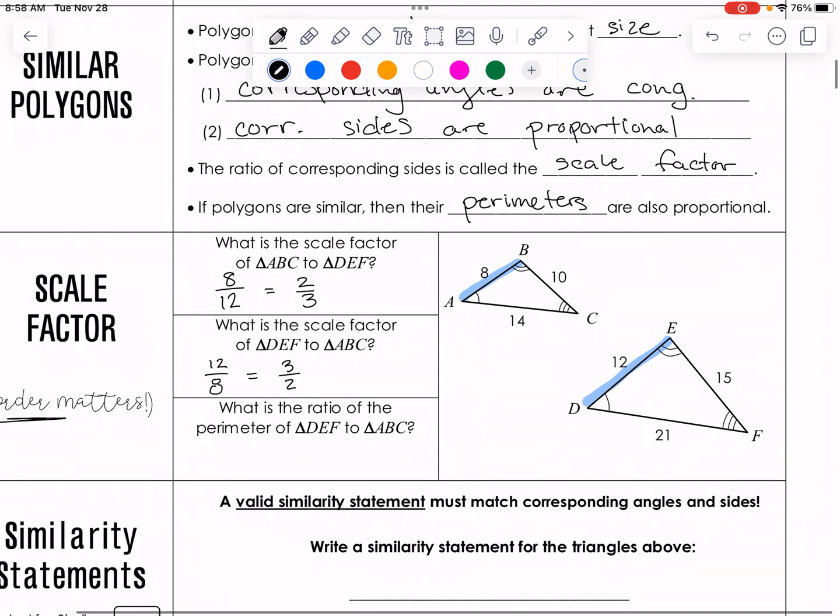And then what is the ratio of the perimeter from this object? The perimeter, you can add up all of these values here, and then you can add up all these ones here. If you do add that and then simplify, you're still going to find that it is a 3/2 ratio. So from here to here, these are the same exact scale factor.